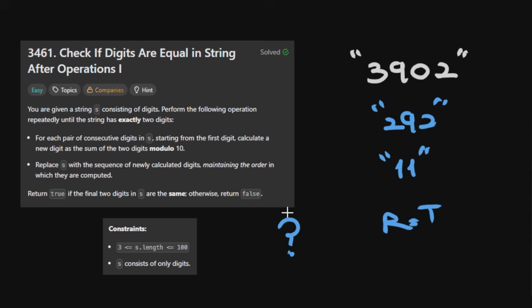And for this, down here we have the constraints. We know that we can have up to 100 characters. And what this means is we can use this exact approach. We are doing what the problem requires step by step.